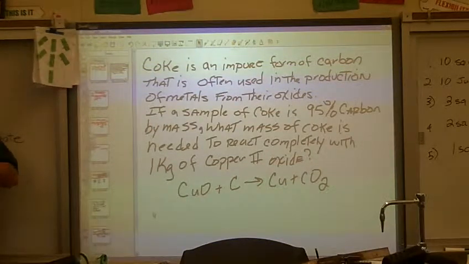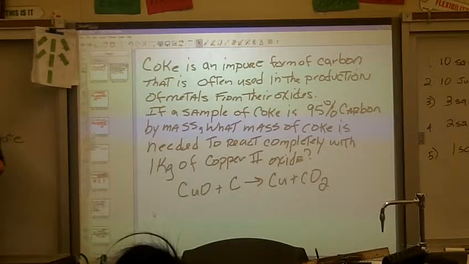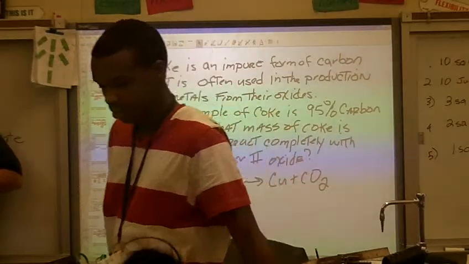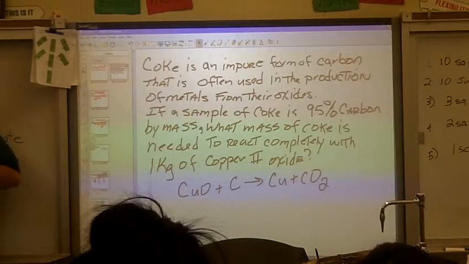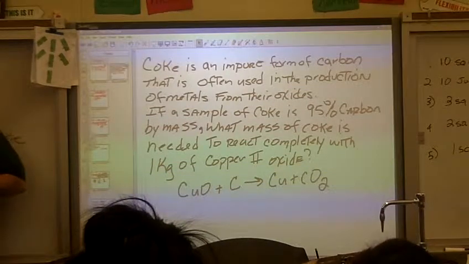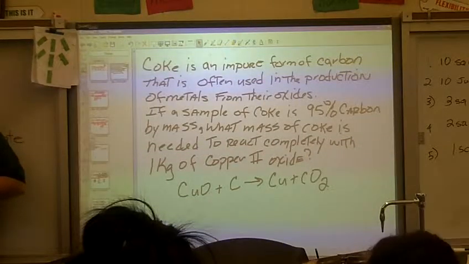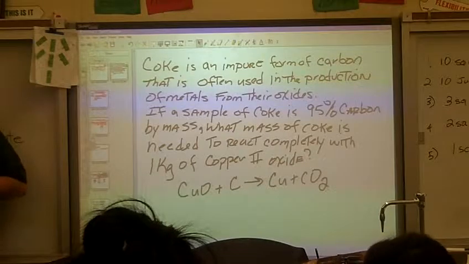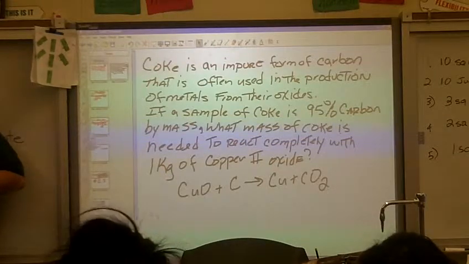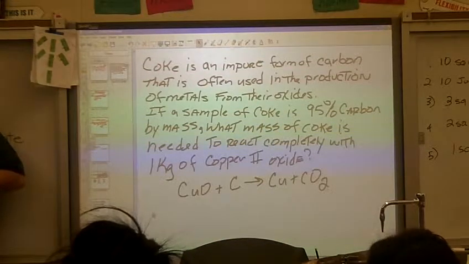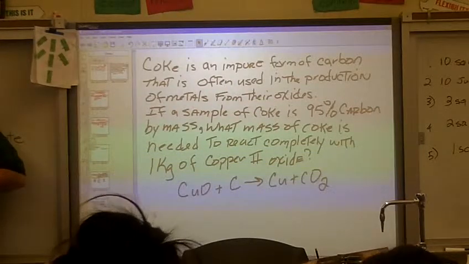So this would have to be equal to... Because I'm going to tell you right now that the only thing I know is I have 1 kilogram of copper 2 oxide. I don't have 1 kilogram of coke. I have 1 kilogram of copper. I have 1 kilogram of this stuff. Okay, basically it means that in 100 grams of coke, there's only 95 grams of carbon. But I know nothing about carbon right now.